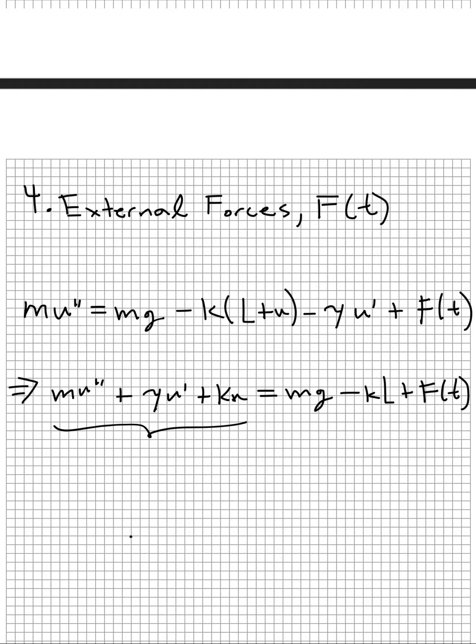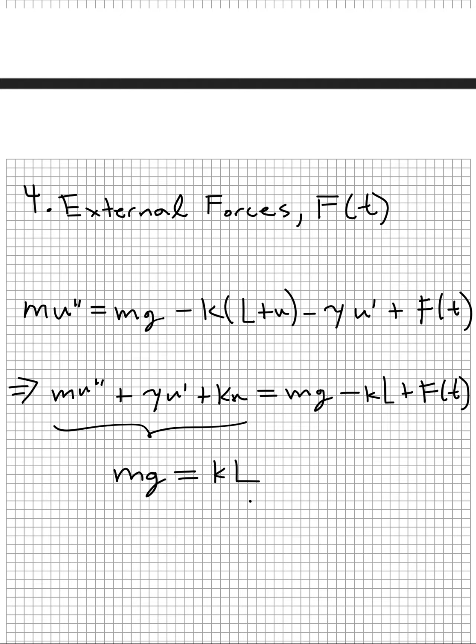So let's explain this a bit. When the object is at rest in its equilibrium position, there are exactly two forces acting on the object. The first one is the force due to gravity and the second is the force due to the spring. Also, since the object is at rest and not moving, these two forces must be canceling each other out. This means that we must have the relationship that mg is equal to k times L.